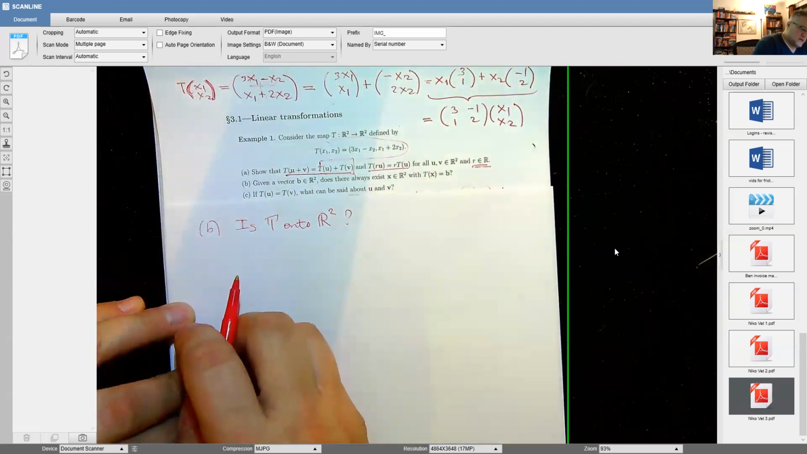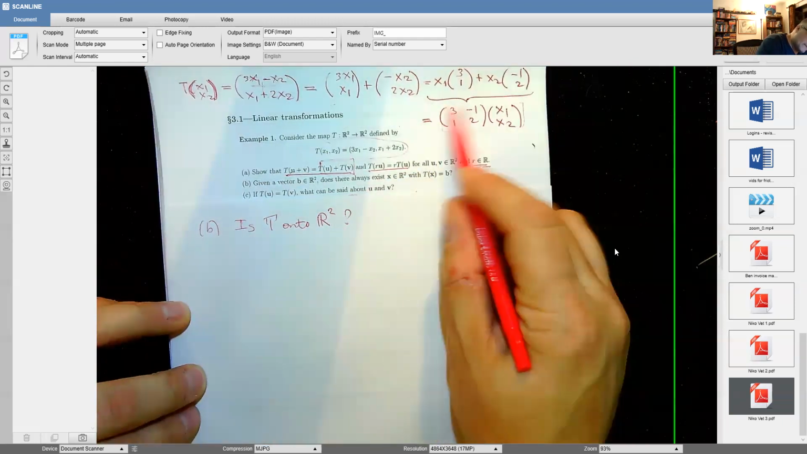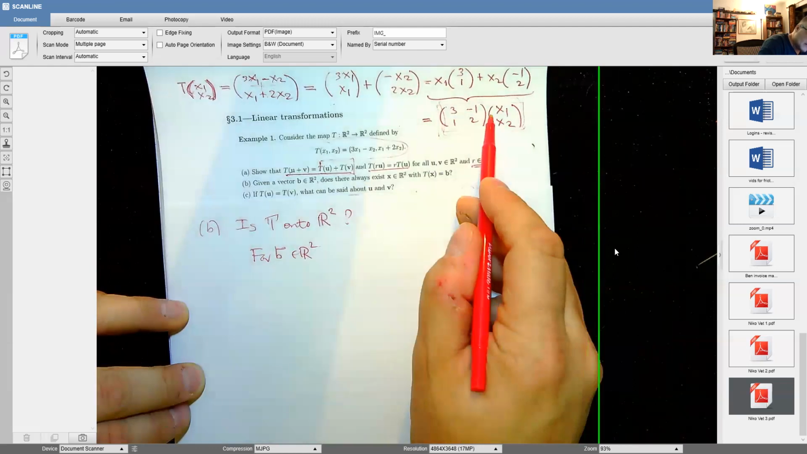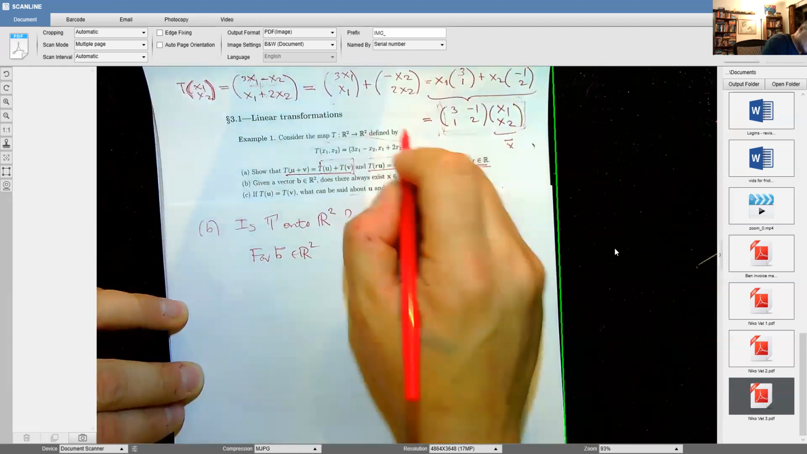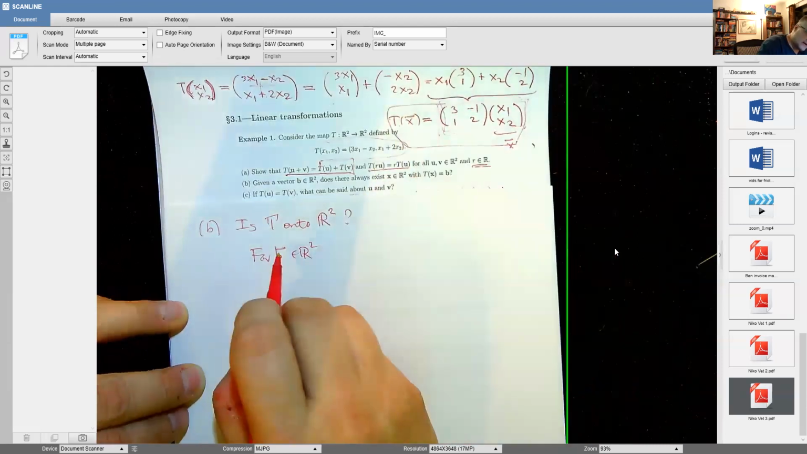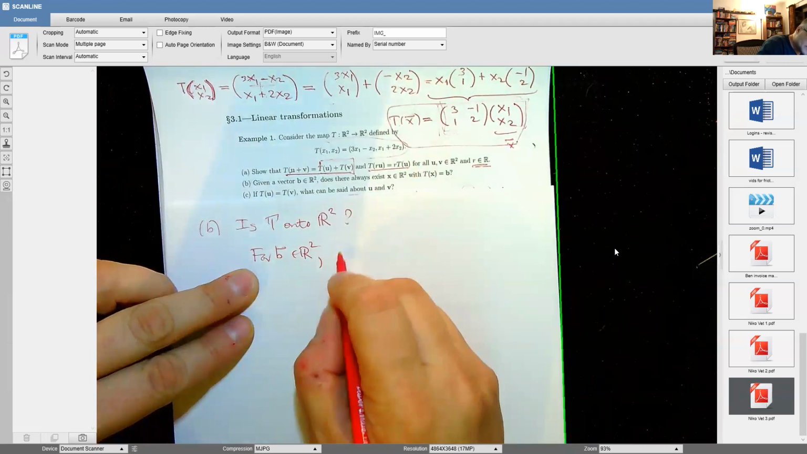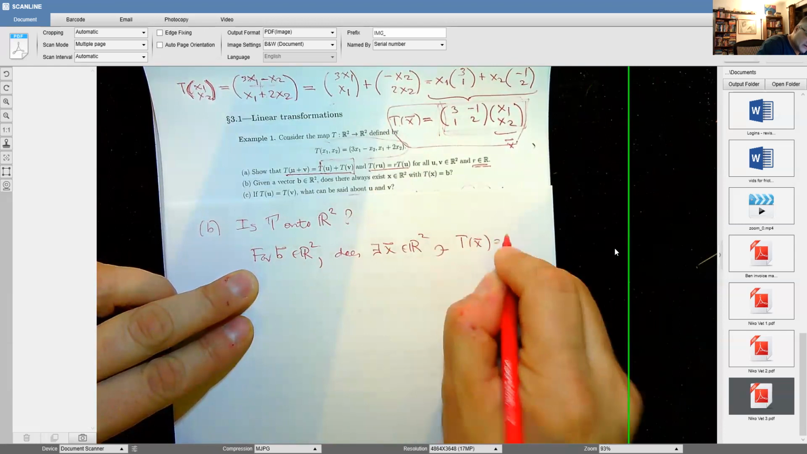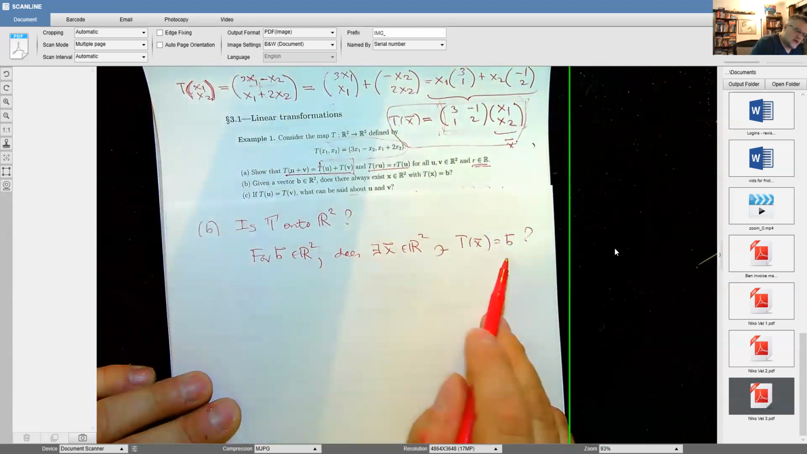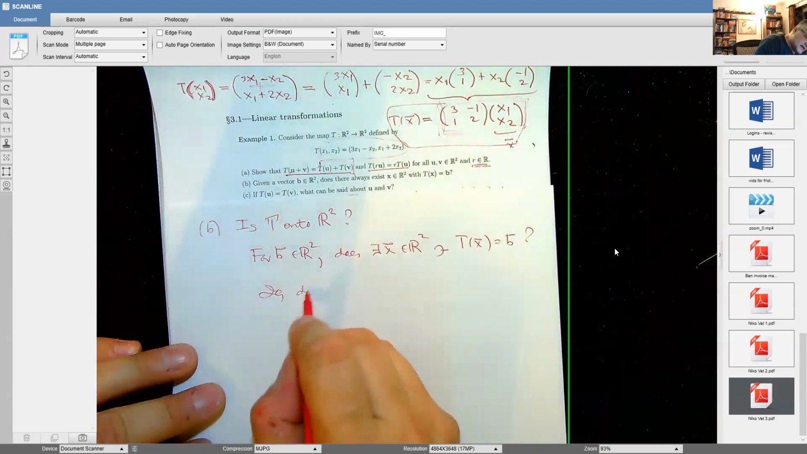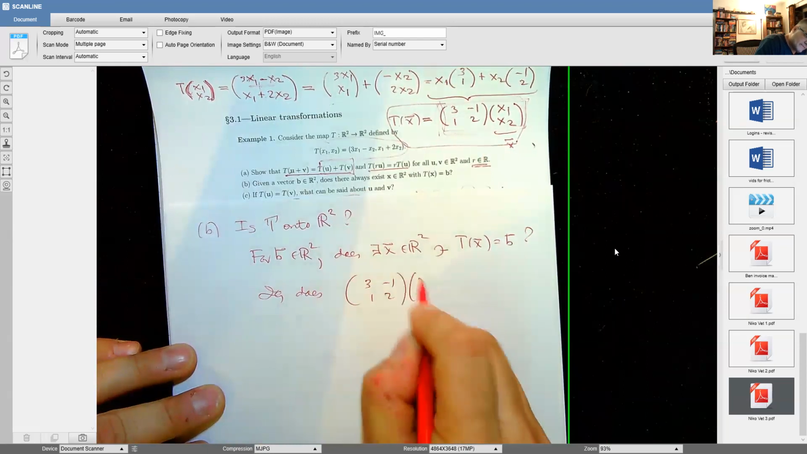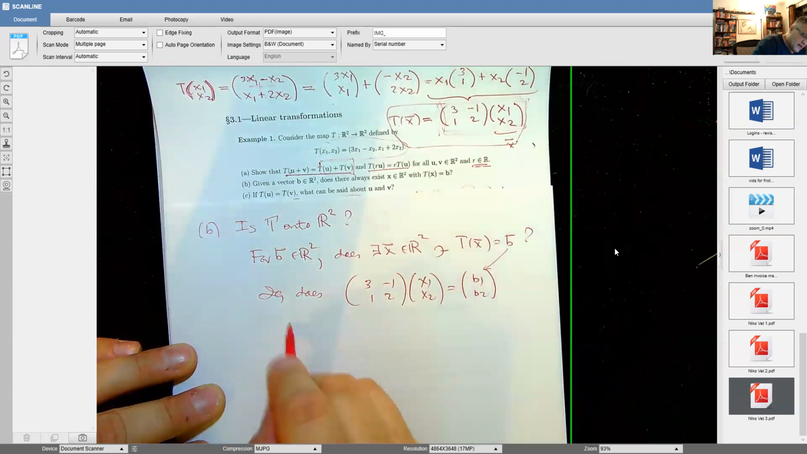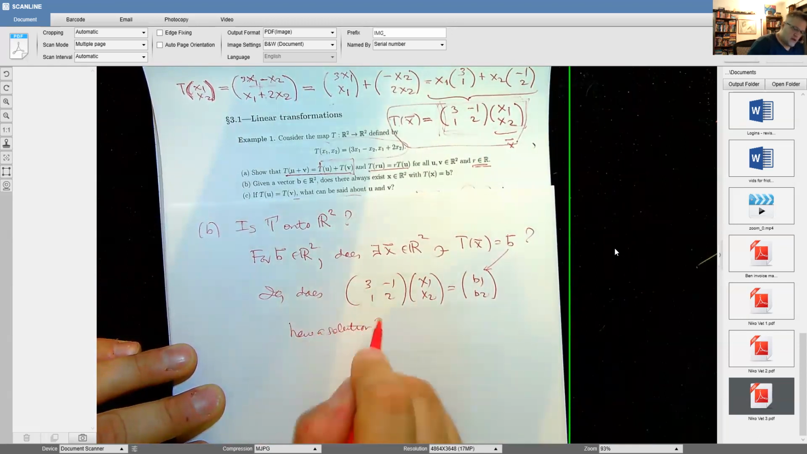Well, if you look back here, that's like saying that for a B in R2, since this is T of x, we call this x, this is T of x by definition. So for B in R2, does there exist an x in the domain of T such that T of x is B? That's what we're asking. In terms of this notation, we mean, does this system, and I'm going to call B B1, B2, have a solution? And that has to be for every B.